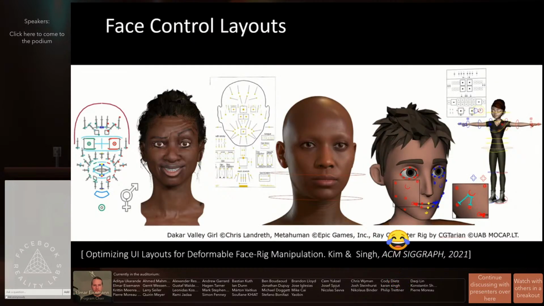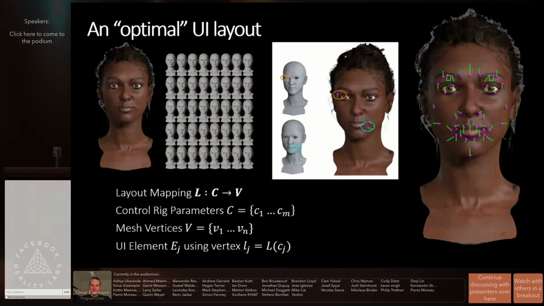Finally, here's a glimpse at some upcoming work. Artists tediously handcraft layouts of hundreds of facial controls for interactive manipulation, as seen here. A UI layout on a face can be formalized as a mapping of UI elements representing control parameters C to face vertices V. More importantly now, we need to describe what we mean by an optimal layout.